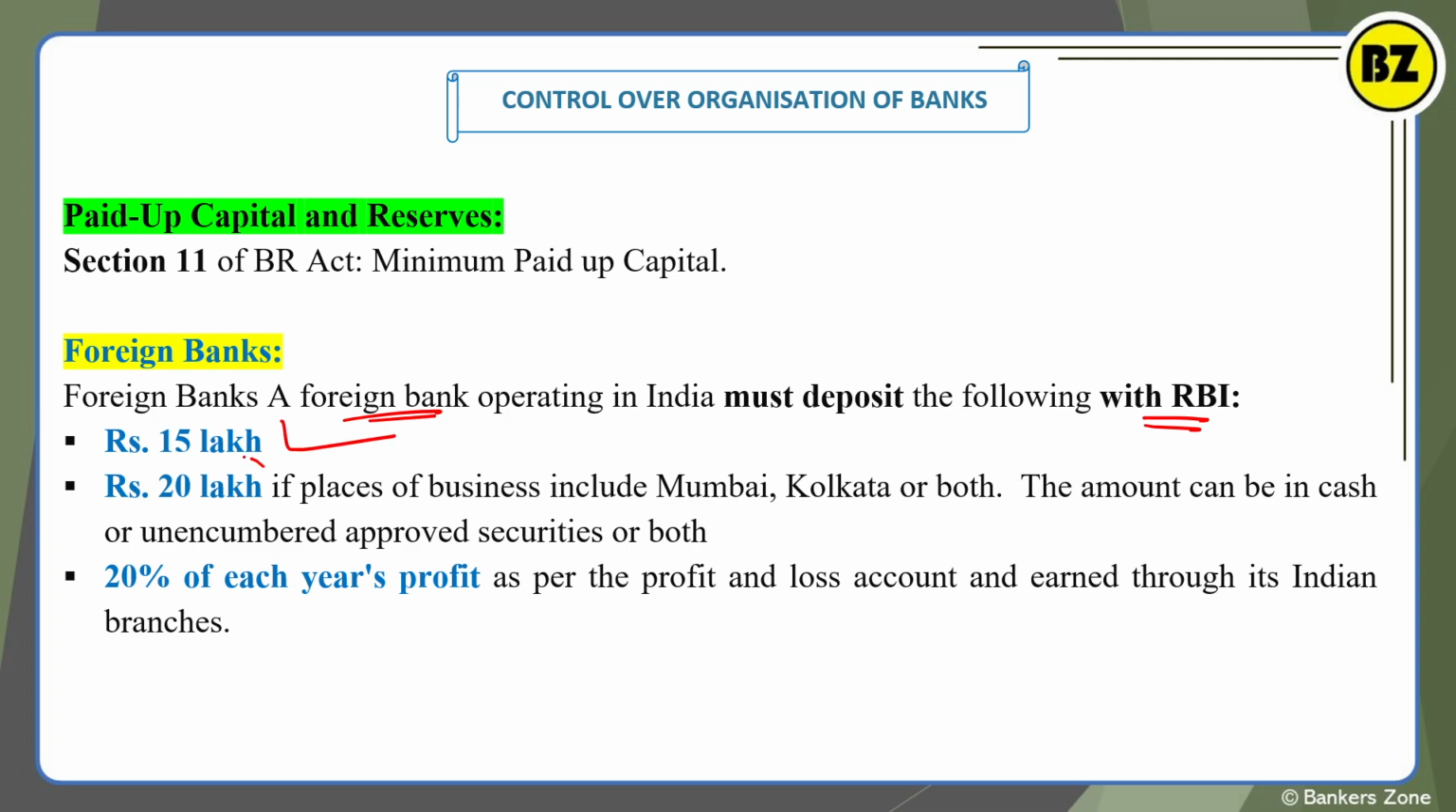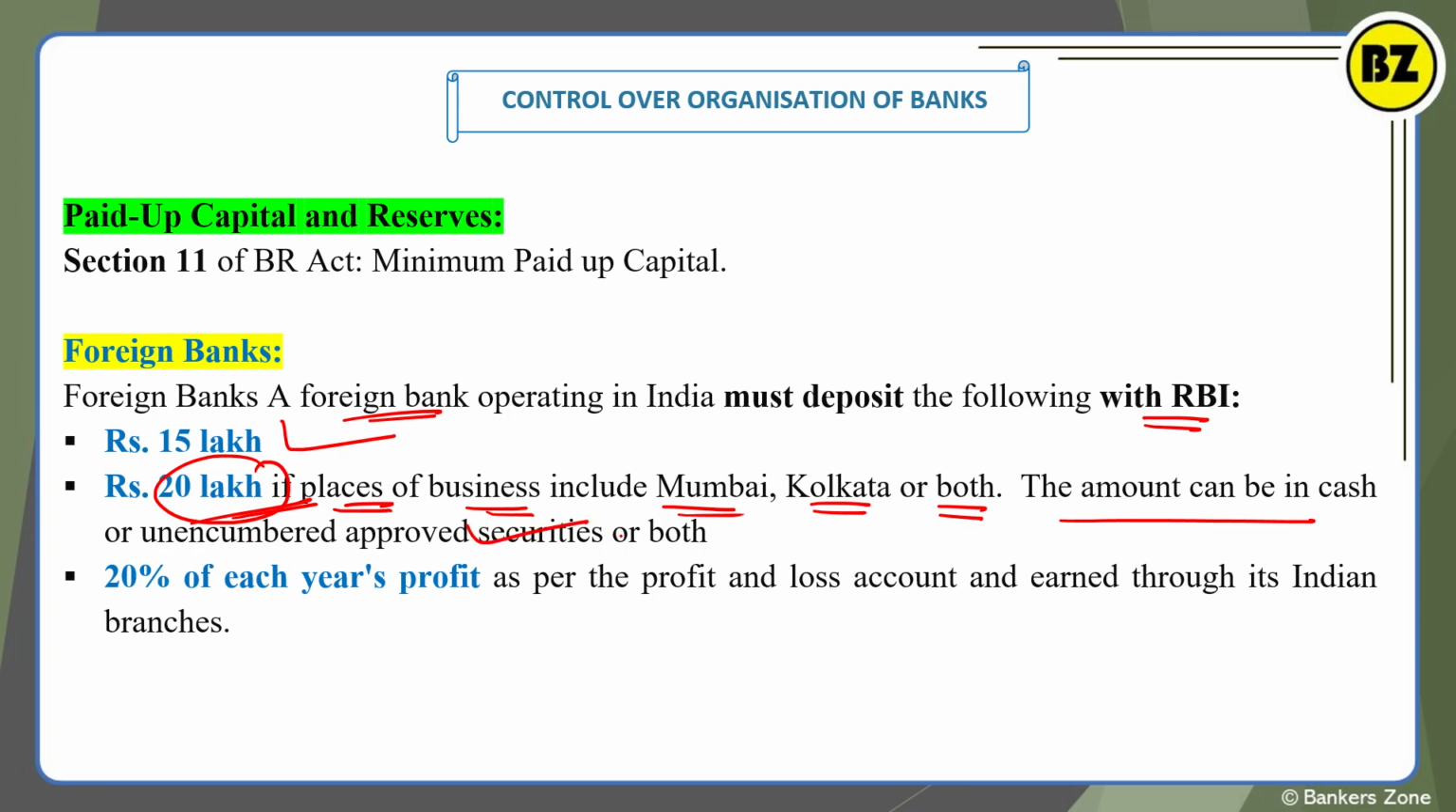They have to deposit 20 lakh if they are doing business in Mumbai, Kolkata or both. Either in Mumbai, in Kolkata or in both, they have to deposit an additional 5 lakh. That's why it is 20 lakh for them. The amount can be in the form of cash, or approved security, or both.